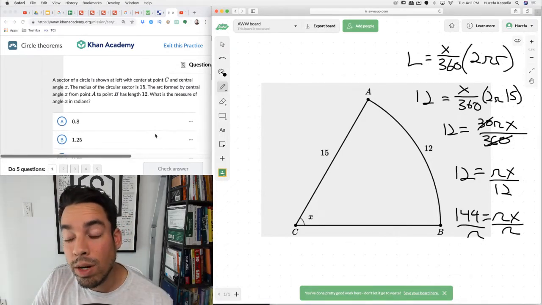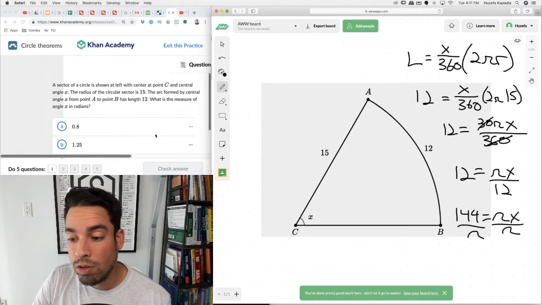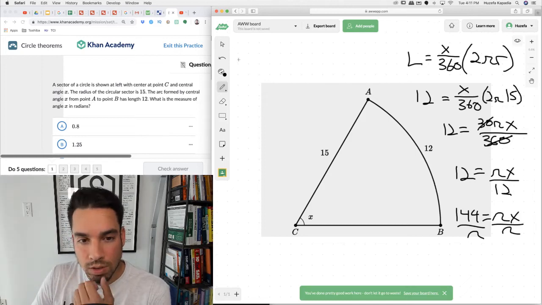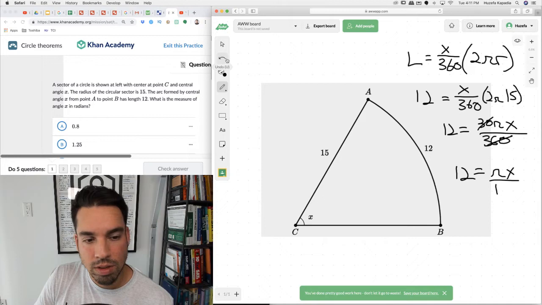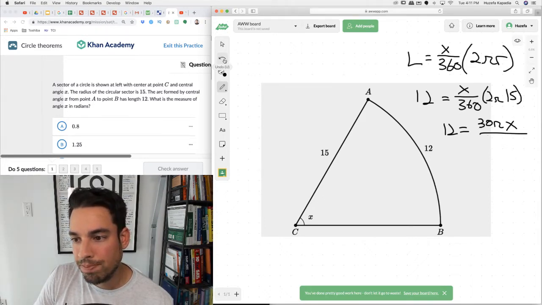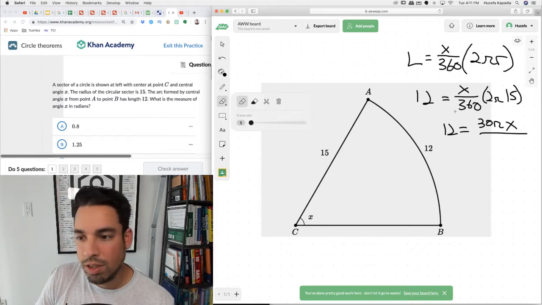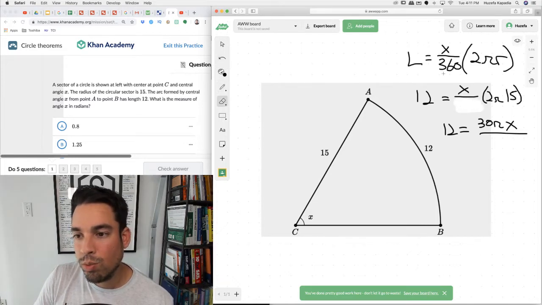Oh, they want it in radians. Oh, perfect. Oh, this is way easier. Hold on. They want it in radians, not degrees. Now I realize. This is so much better. This is what I have to change. You'll see. I'm just going to keep it here, and I'm going to erase this. So when we're talking about radians, this way we don't have to convert and do anything.